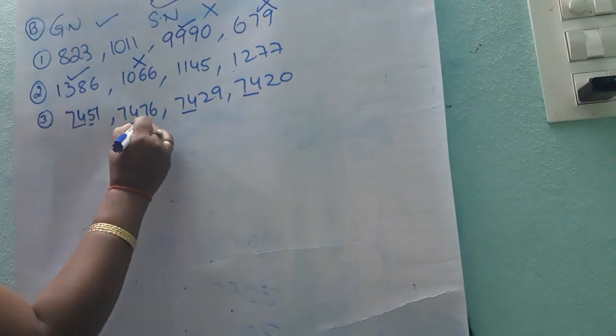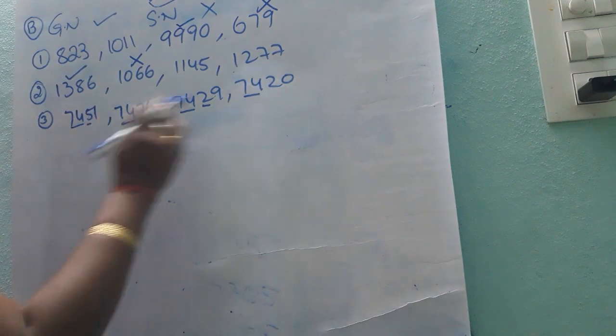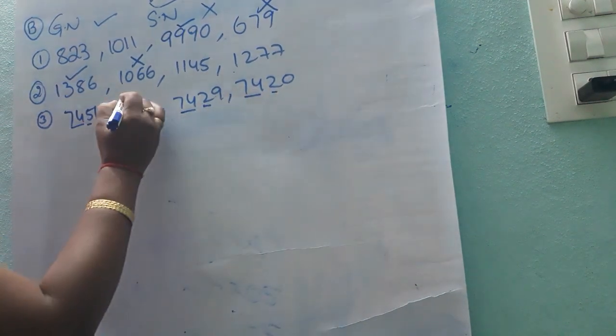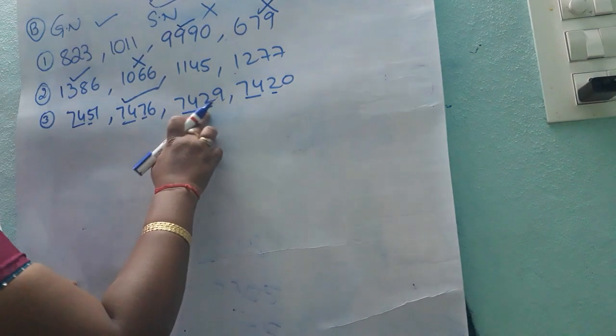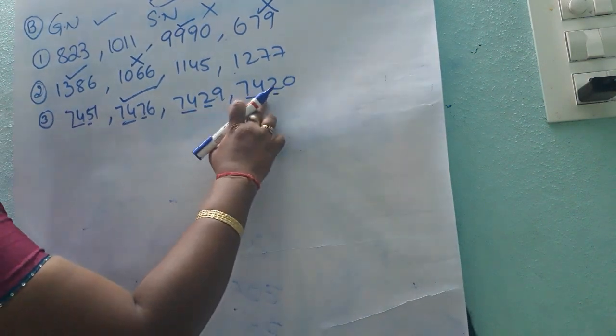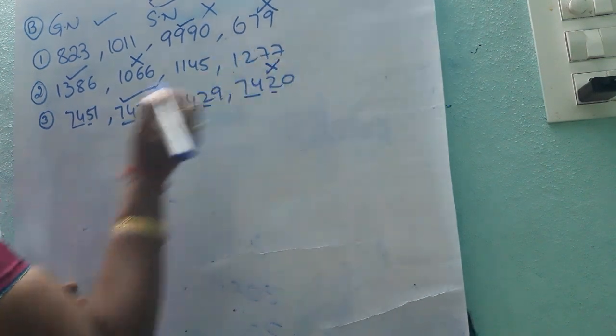5 tens, 7 tens, 2 tens. So here again 2 tens. So the greater one is 7 tens one. So the smaller one here is 7,429, 7,420. So this is the smaller.